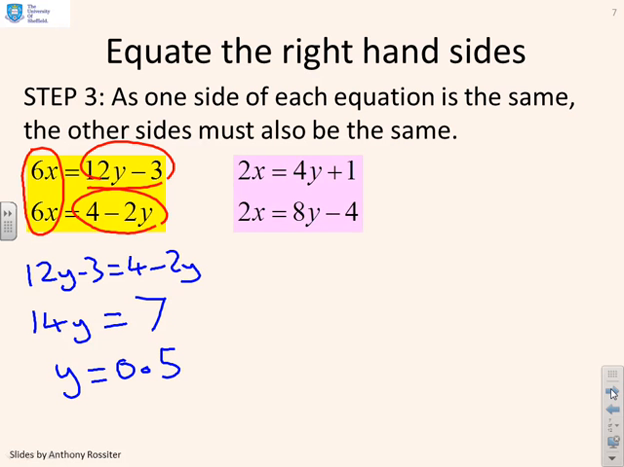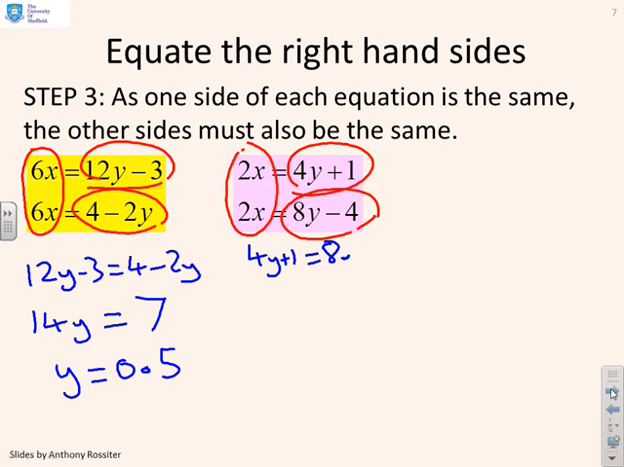What about this next one? You see these two x's are the same, so that means this value must equal this value. So I get 4y plus 1 equals 8y minus 4, or moving things to the same side, I get 5 equals 4y, or y equals 1.25.